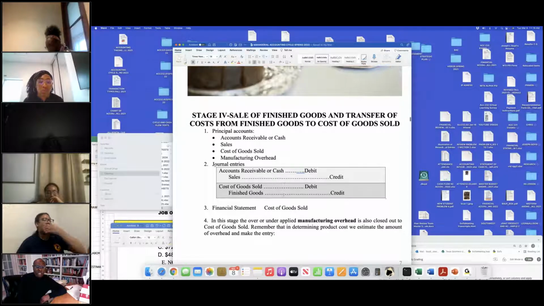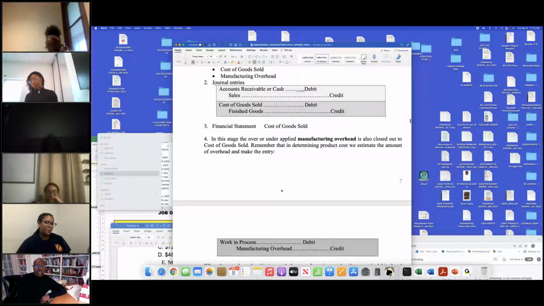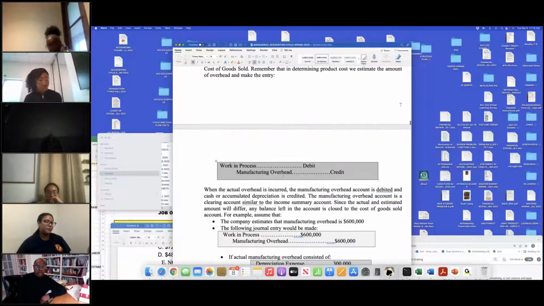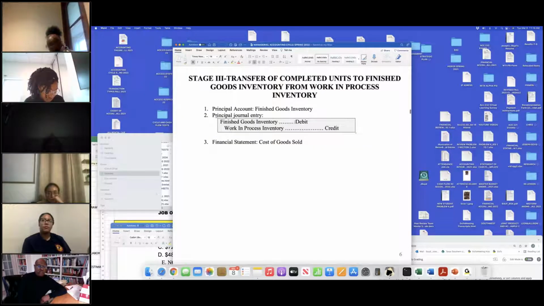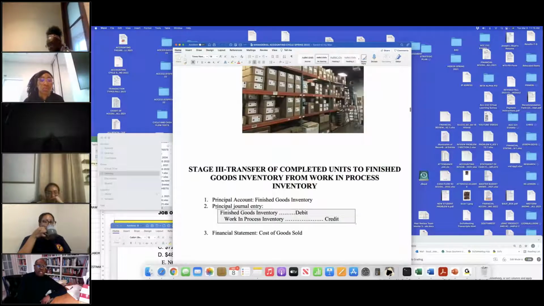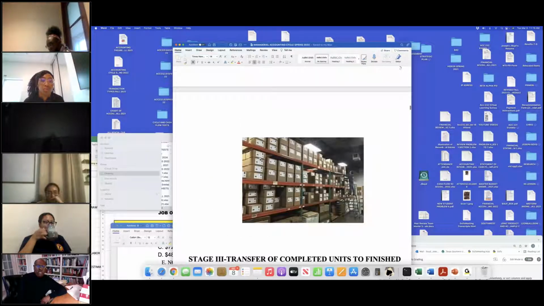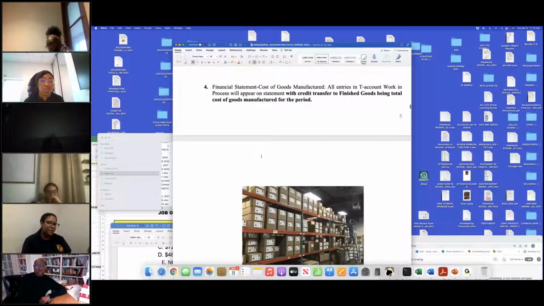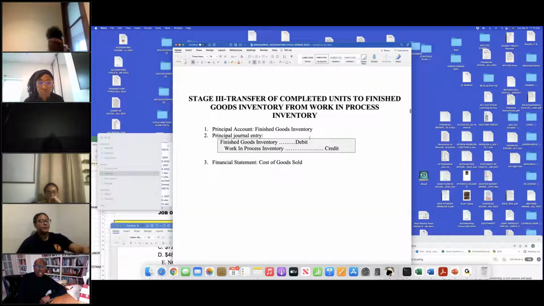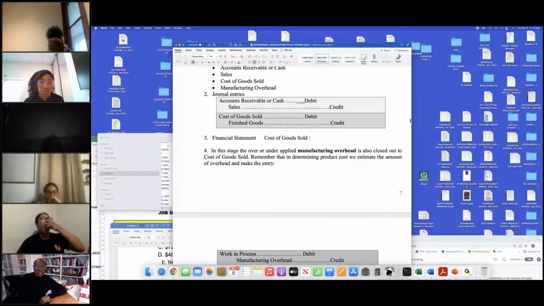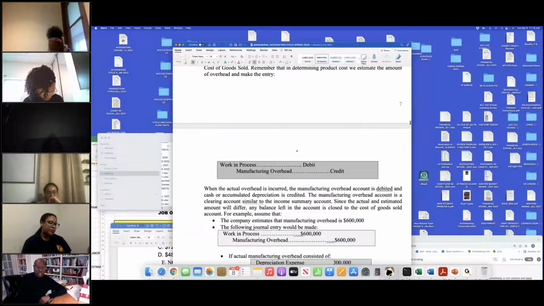And then we also have to work with the manufacturing overhead. We've estimated that overhead. When we make this journal entry in stage two, we estimate what the overhead is going to be. When we get to stage four, this is where we look at what the actual overhead costs are.